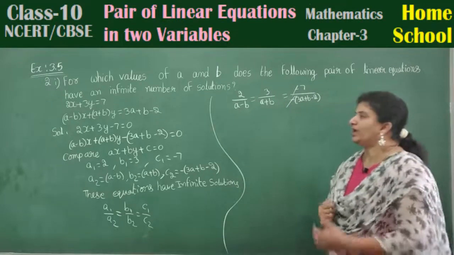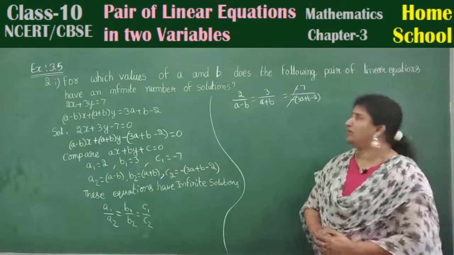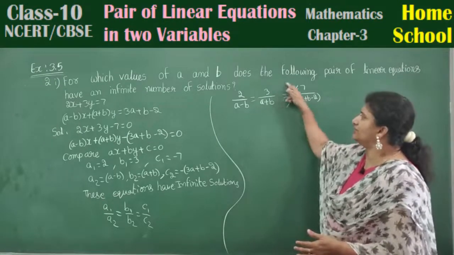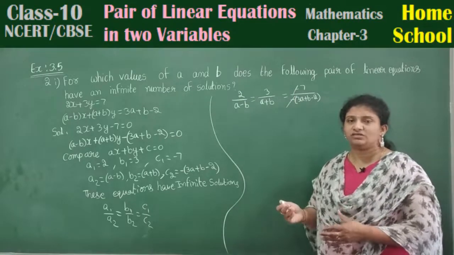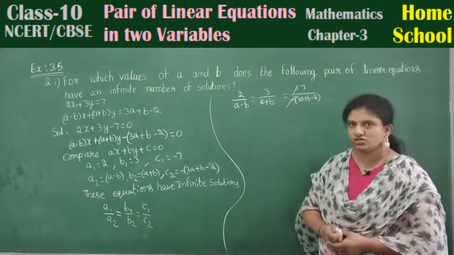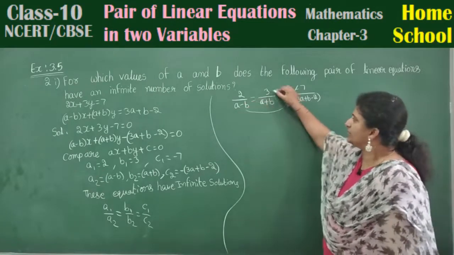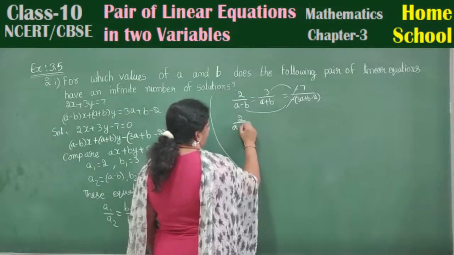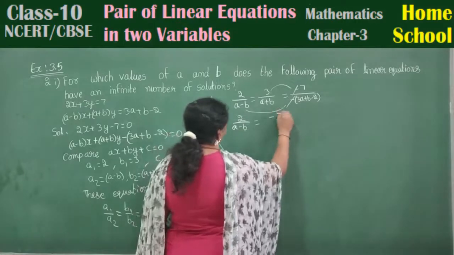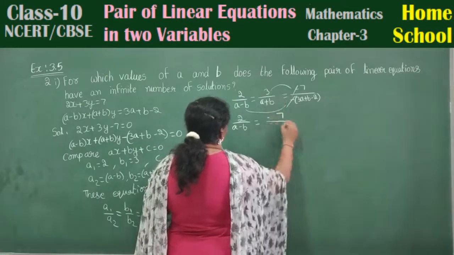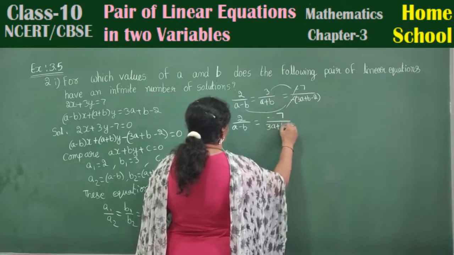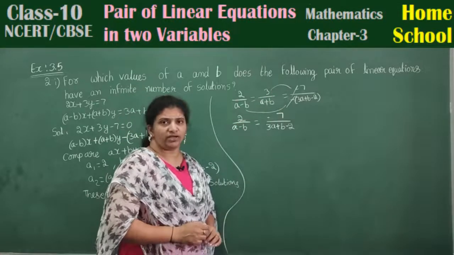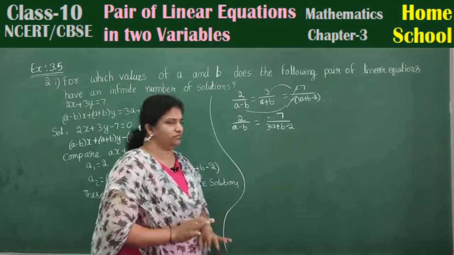Okay, so how can I get the values of a and b now? Observe carefully. I may compare these two and these two. Let us equate and get the equations. Then those equations we are going to solve. So now equate these two and equate these two. That is, first let me equate one pair. 2 by a minus b is equal to 7 by 3a plus b minus 2. See children, only these two or these two you need to equate. Any one you can equate children, no problem.